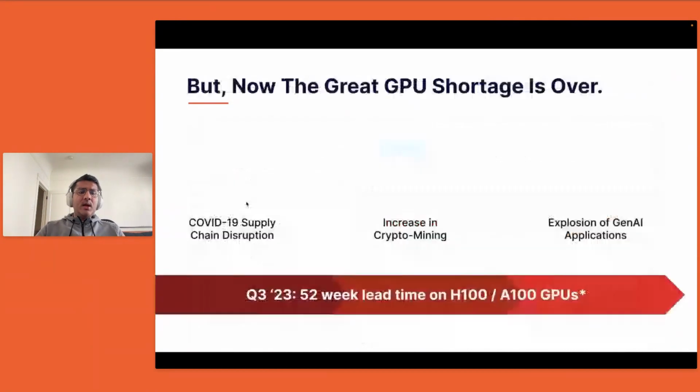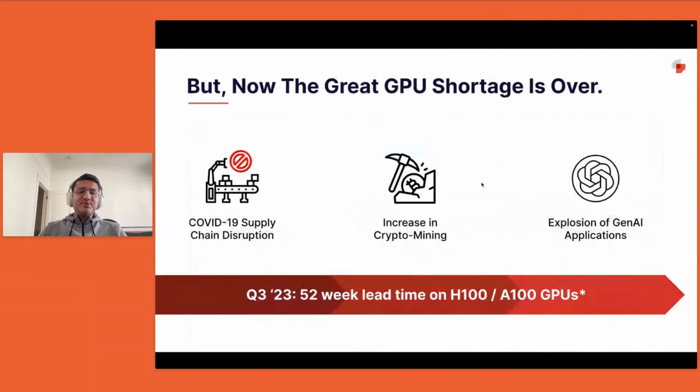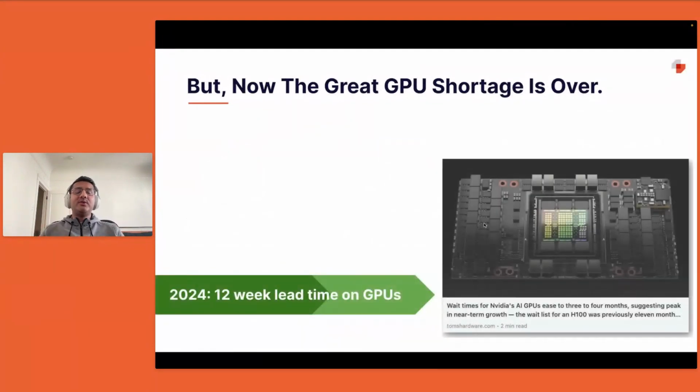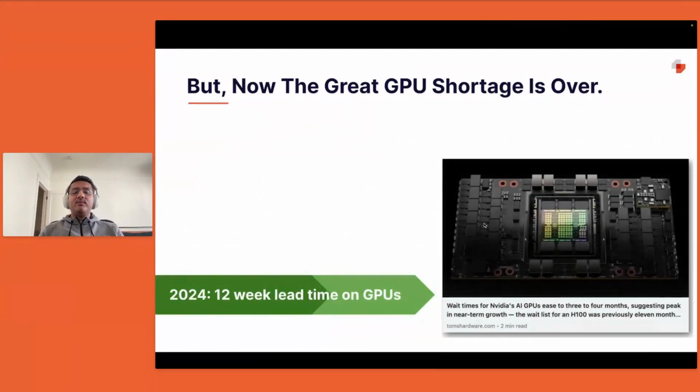However, the great GPU shortage is now over, and what we've seen is that, in more recent times, over the last few weeks and months, this large shortage no longer really exists, and there's approximately a 10 to 16-week lead time on getting these high-end GPUs, such as A100s and H100s, for your Gen AI workloads.